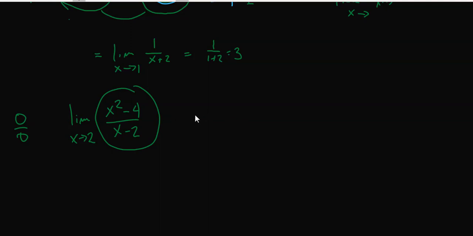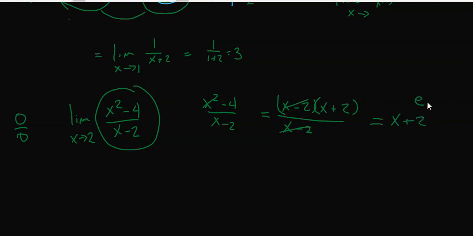However, we can say that x squared minus 4 over x minus 2 equals x minus 2 times x plus 2 over x minus 2. And then we can cancel this and this, so that equals x plus 2, except when x equals 2. So everywhere else, this is equal to this.